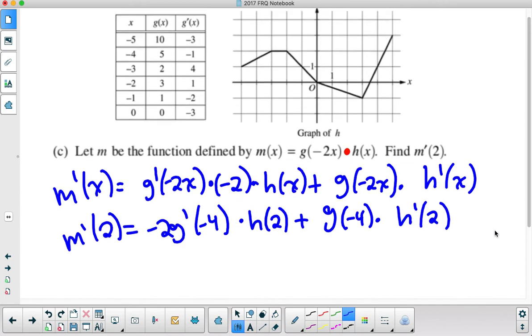Okay, so now first one here, g prime of -4. Here's g prime of -4. That's -1. Everybody see that? G prime of -4, that's -1 right there. So now I got -2 times -1 times h of 2. H of 2 is the value. Okay, it's not the slope. We already did the slope in the last problem. It's not the slope, it's the value at 2.